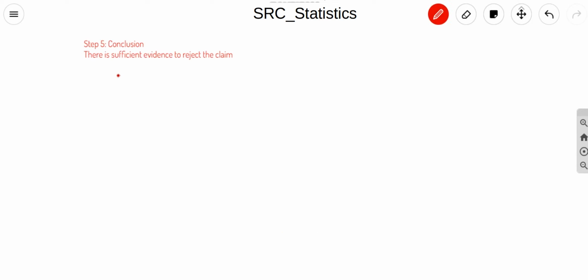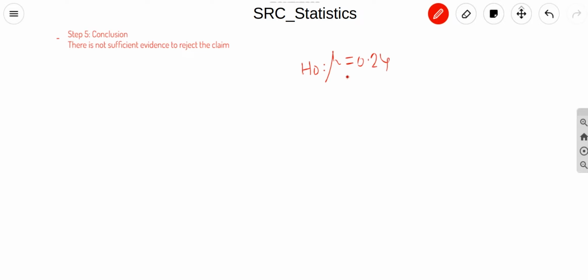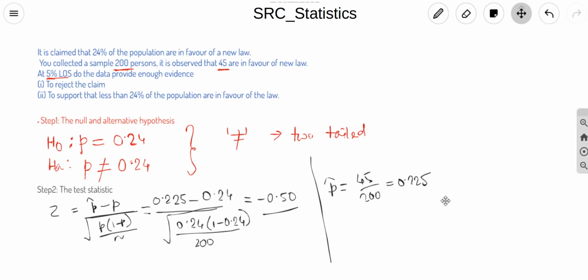Step 5 is the final step. Since we fail to reject the null hypothesis mu equal to 0.24, we conclude that there is not sufficient evidence to reject the claim. So, this is the final step. Then we shall do the problem with the p-value approach. Now we shall do the same part 1 of the problem with the p-value approach.